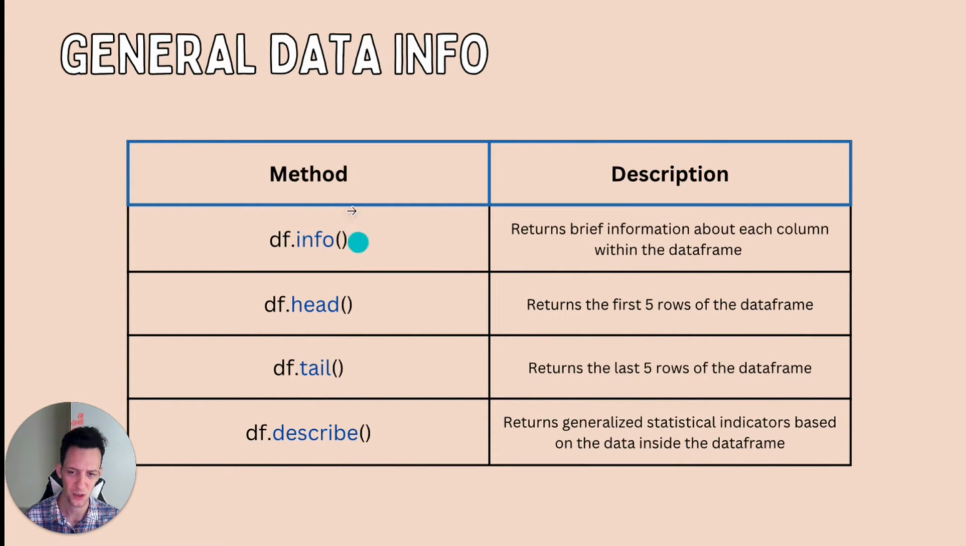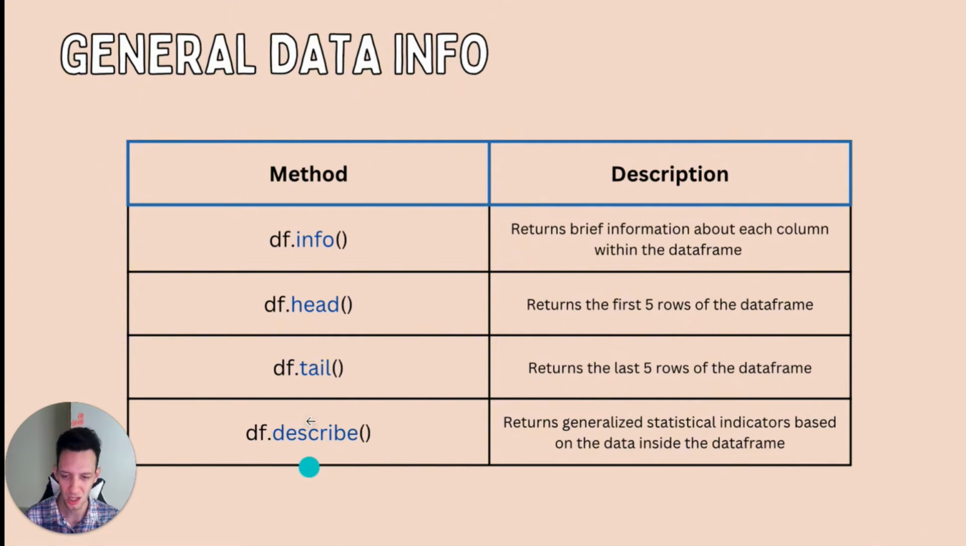So info is very basic. What is the name of your columns? How many columns do you have? What is the data type? Describe is describing the data you're working with. It's gonna return to you generalized indicators that are within your data frame.